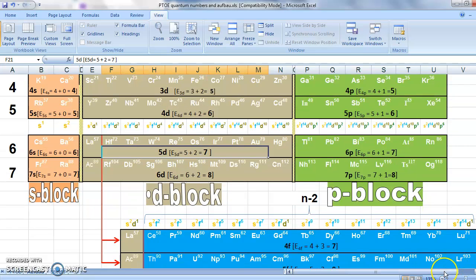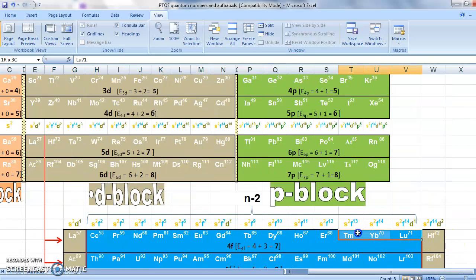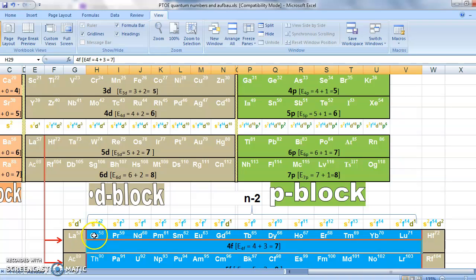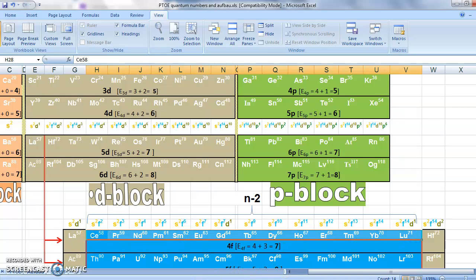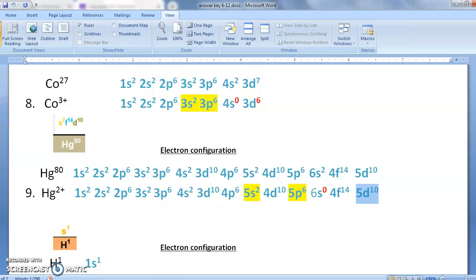What is before the number 72? 71. So now I'm at the 4F. How many should be in the 4F? There are 14 elements across the 4F. So mercury should be 4F14. I can go ahead and write that right on here. 4F14. So I already know it's the 10th one over in a 5D. I know it's a 4F14.